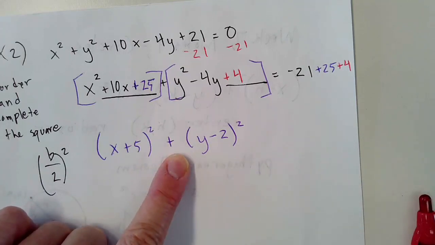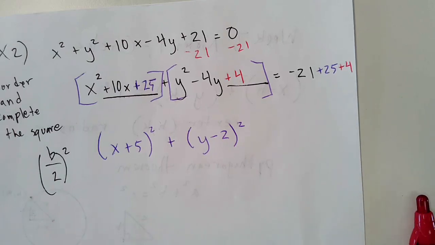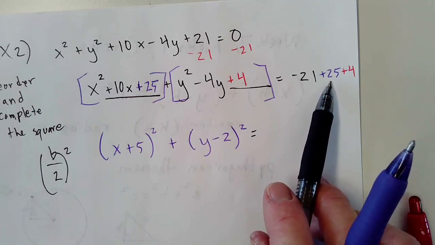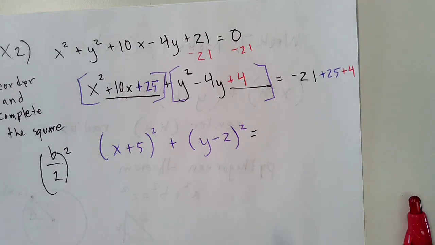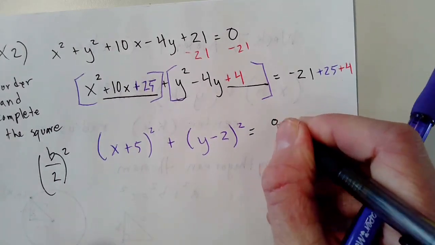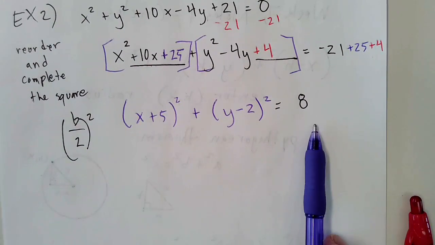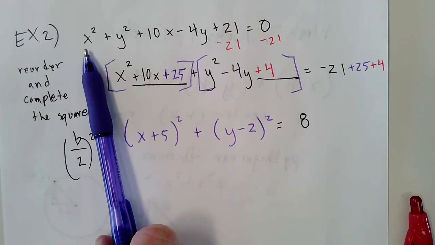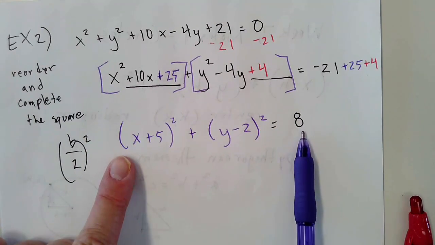Why did we do that? Well, it's starting to actually look like the format of a circle equation. And now we just do this math over on this side. Negative 21 plus 25, well, I know that's 4, positive 4, and then, wait, is that right? Yeah, that's right. And then plus another 4, that's 8. So I've got 8 over on this side. So now I have the equation of a circle by completing the square. I completed the square of x and for y, right here and here. And now I have the equation of a circle.